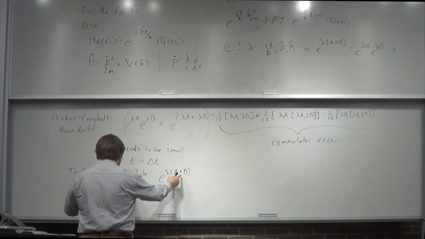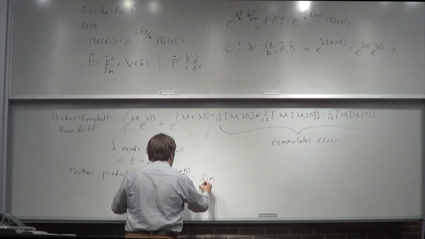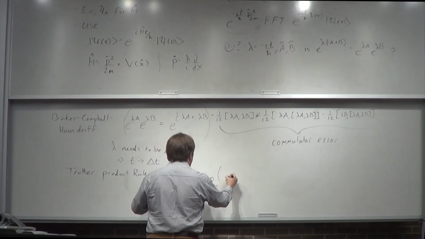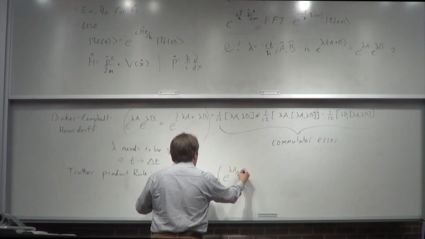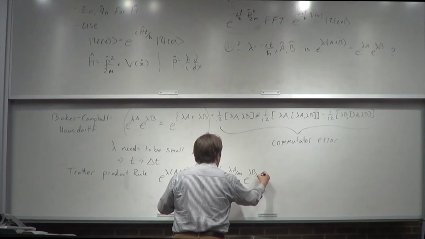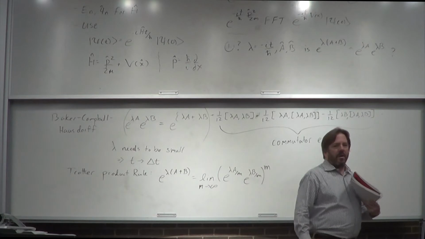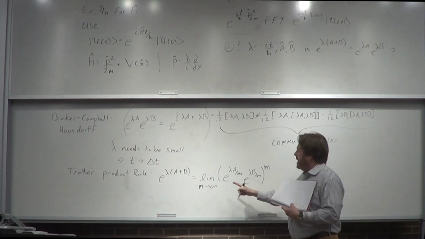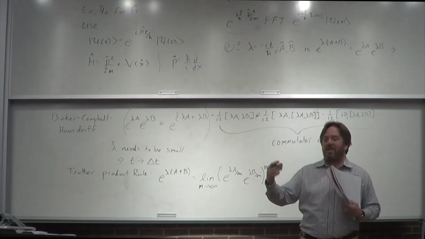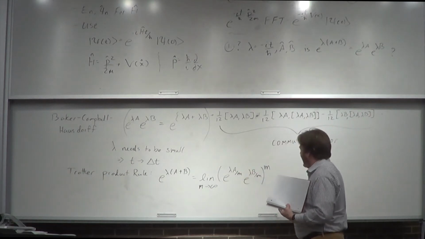Okay. So here's the thing. Now this is perfect, and then here's Trotter's deal. In the limit of m going to infinity of what? e to the lambda a over m, e to the lambda b over m, to the mth power. Okay. So instead of doing this, which sucks, if we did this, which would be awesome, the problem is that we have an infinite number of terms. So we're not going to do that either.